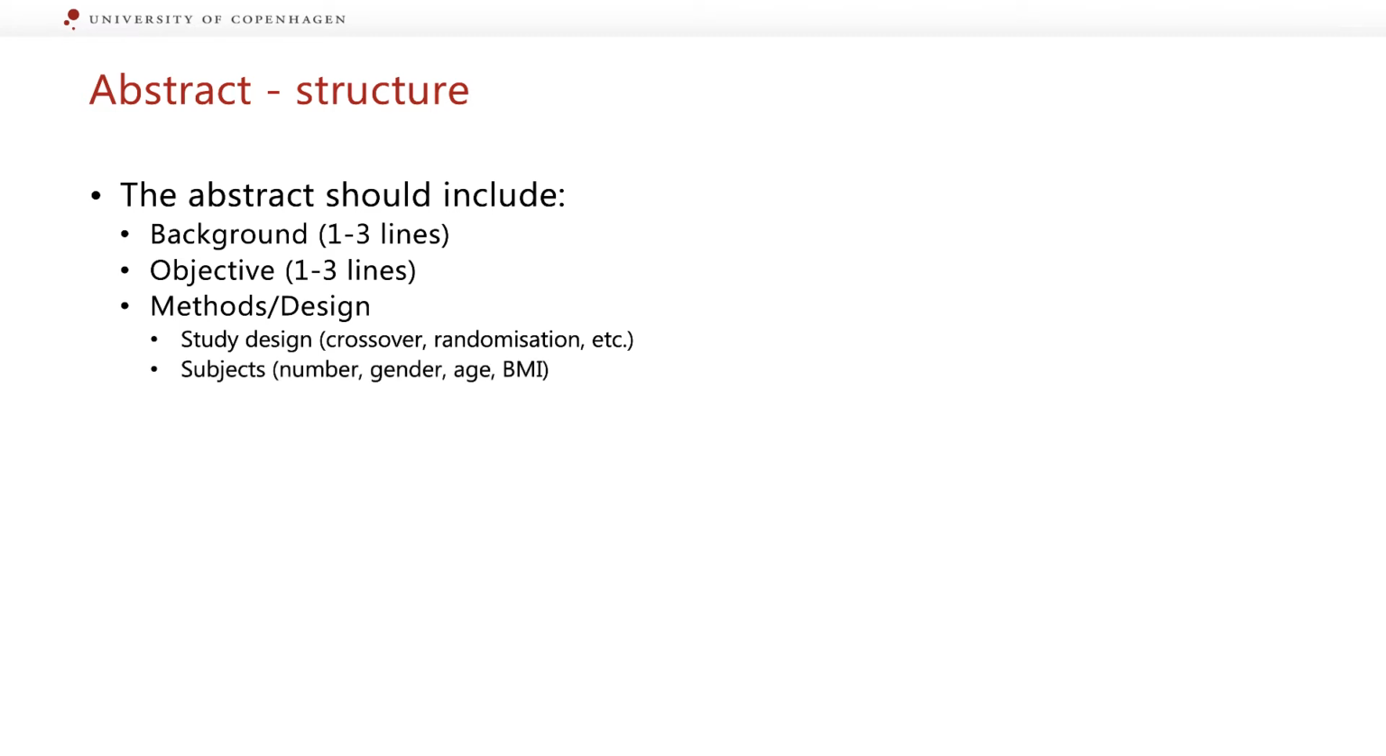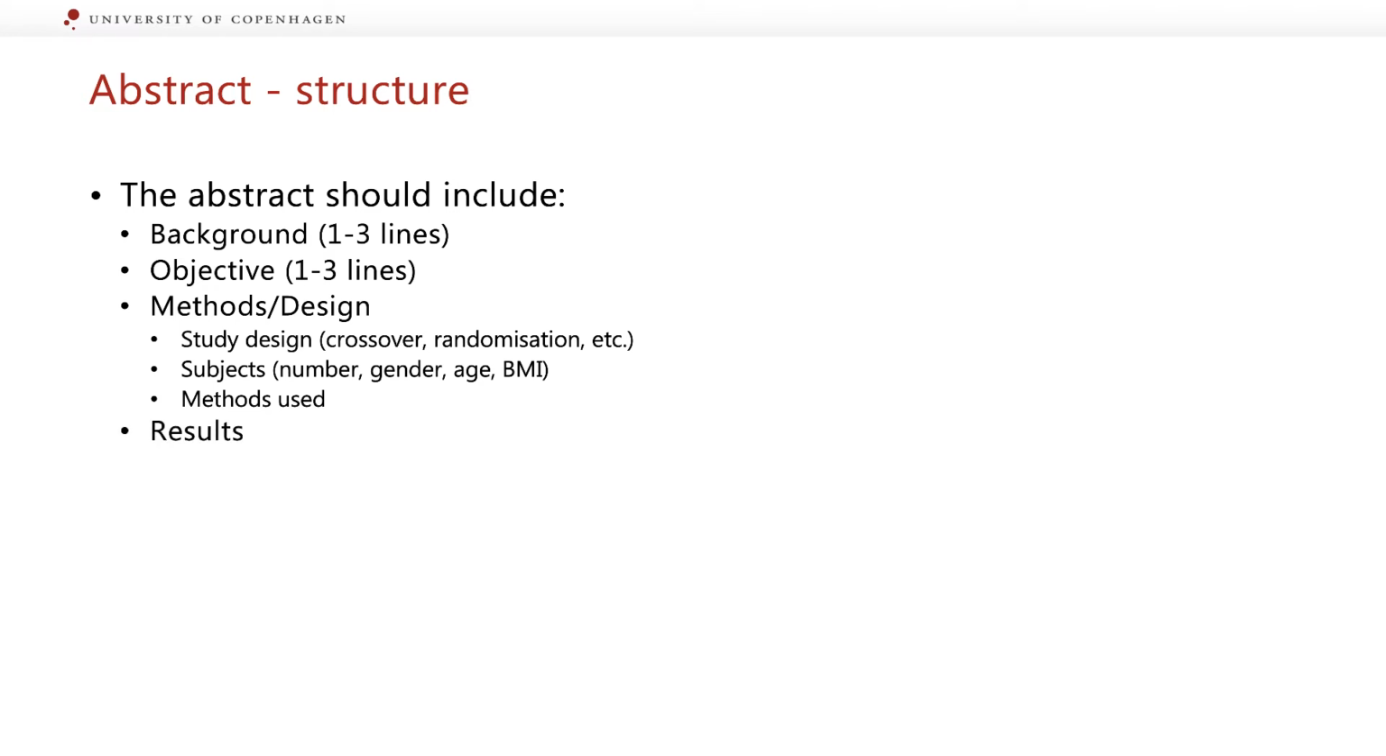Then something about the subjects, the number of subjects, the gender, age, BMI, or any relevant information, all the information that you find relevant in order to characterize your subjects. And then something about the methods used in the trial. And in this section, you only present the most essential part of it, only those methods that underline your primary endpoint and maybe some of the secondary endpoints.